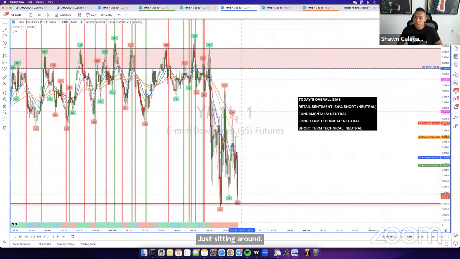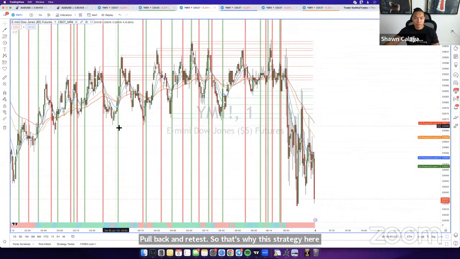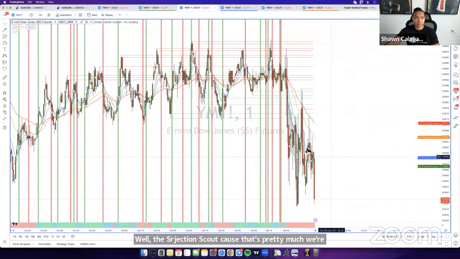Yeah, exactly. Maddie said we can take advantage of that. Lots of touch, pullback, and retest. So that's why this strategy over here works well, the SR rejection scalp, because that's pretty much what we're looking for. We're looking for price to touch, pull back, and then retest.